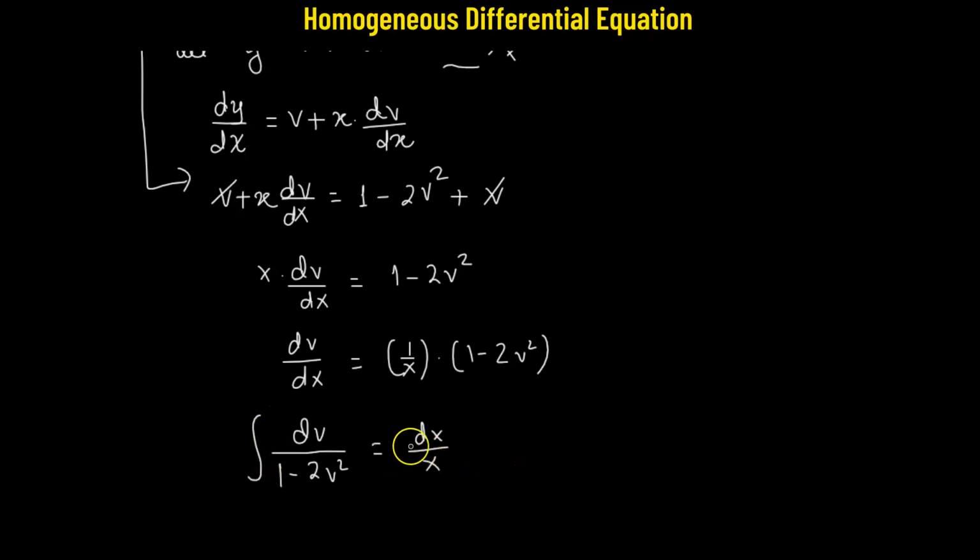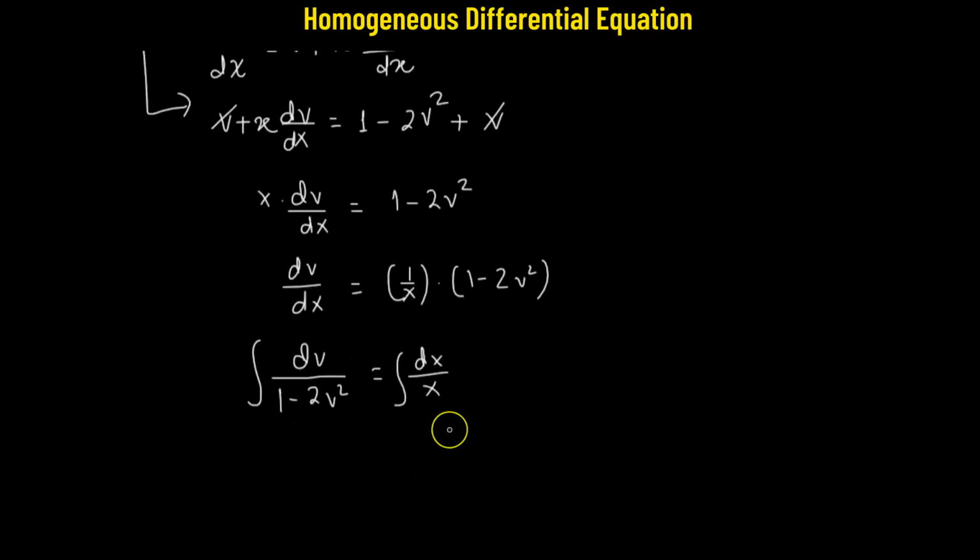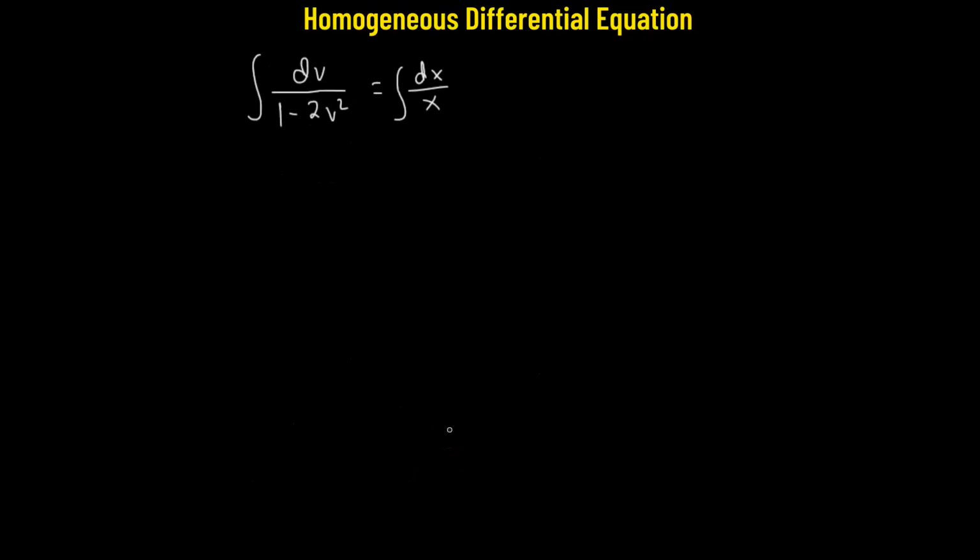Now we can integrate both sides. The integration on the right side is extremely easy. That's simply going to be the natural log of x. Now we have to tackle the integral on the left hand side. What we can do, we can rewrite. Let's do it here. So we have the integration of dv over 1 minus 2v squared. If we take 2 as the common factor in the denominator, then this will be 2 times (half minus v squared).